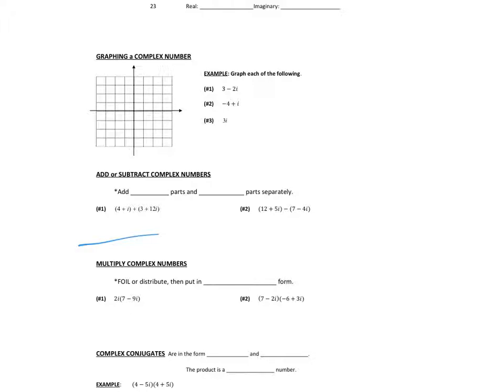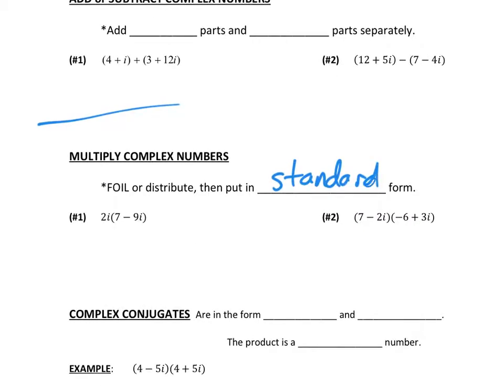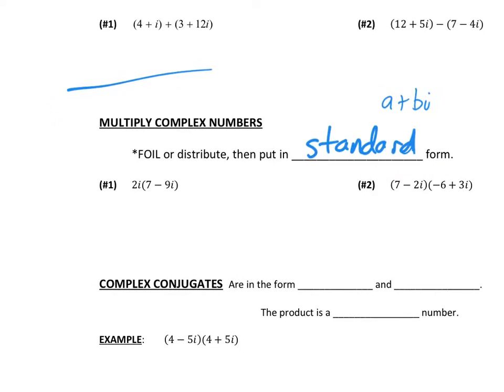So multiplying complex numbers, you would FOIL or distribute and then put it in standard form. So again, just to review, standard form is a plus bi. Another reminder from yesterday is that i squared equals -1. We're going to use that a lot today.